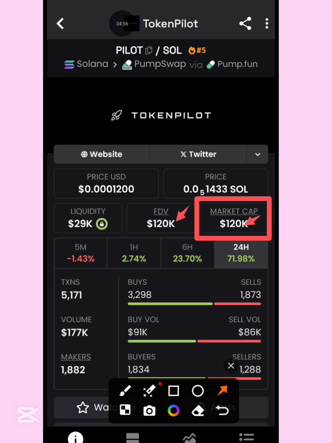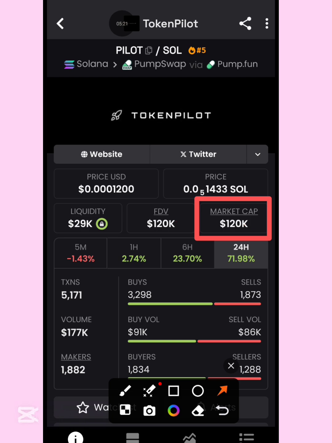If, for instance, they created 1 billion and 100 million is kept somewhere, the FDV and the market cap will not be the same. The FDV will be higher than the market cap. So I hope you understand what I'm trying to explain there.